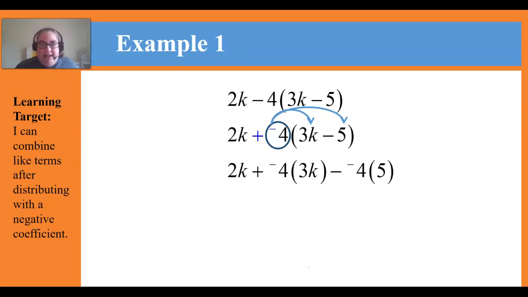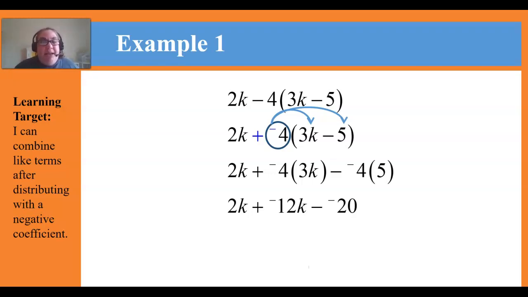So we need to simplify even further. So I'm going to go through and do my multiplications. So we have the 2k plus negative 4 times 3k, that's negative 12k. And then we are going to subtract that negative 20. This is not how we would usually write things. And if you guys are actually doing the math on your own, I wouldn't expect to see all of these steps. As you get more comfortable with it, you're going to notice that you can skip some steps.